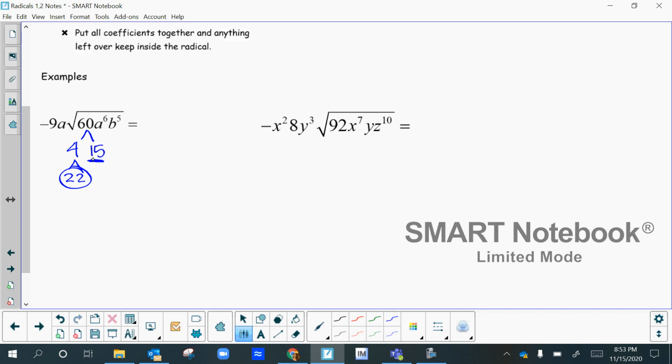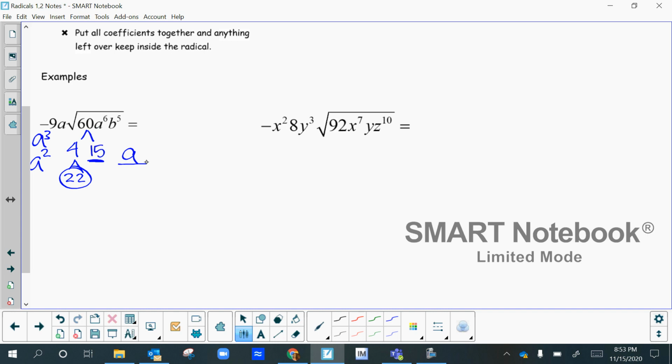Okay, so now the a. What is half of 6? Remember, half of 6 is a to the 3rd. So a to the 3rd is actually going to come out over here. Okay, now this is an odd number. So what's half of 5? 2.5. So there's going to be 1 left over.